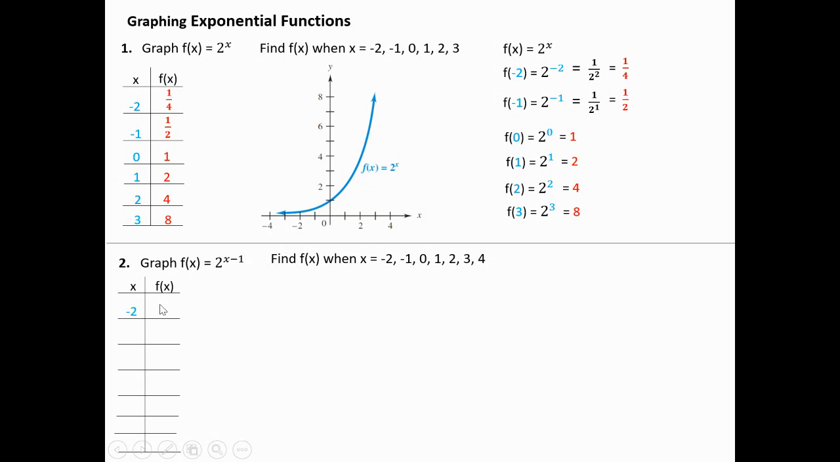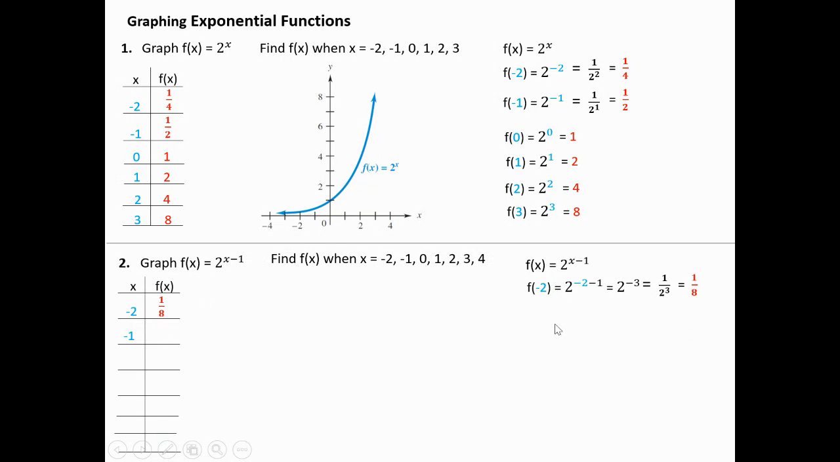So anyway, when x is -2, we're going to plug in -2 where the x is, which will give us 2 to the -3rd power, which will give us 1 over 2 cubed, which will be 1 over 8. So when x is -2, y is 1 over 8.